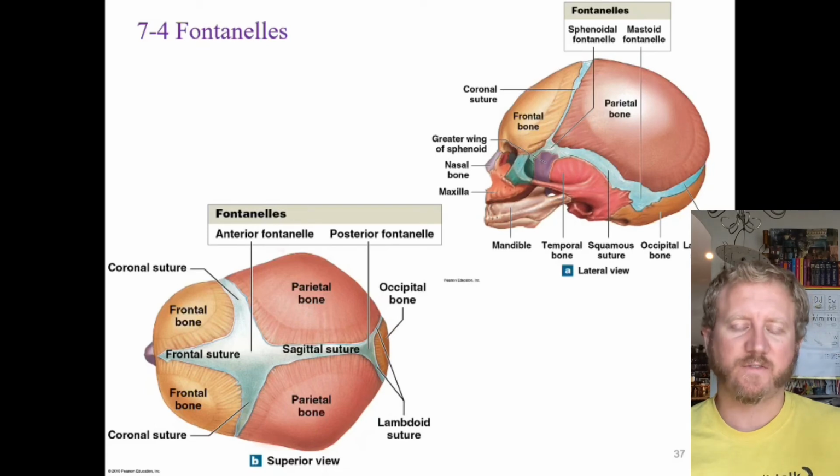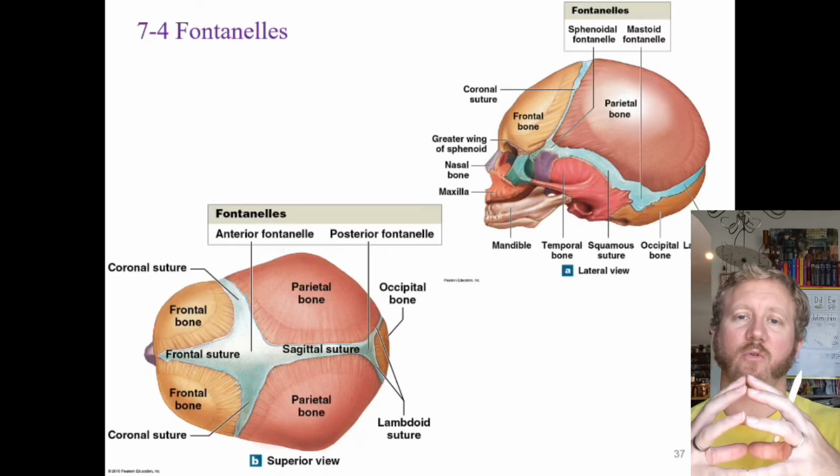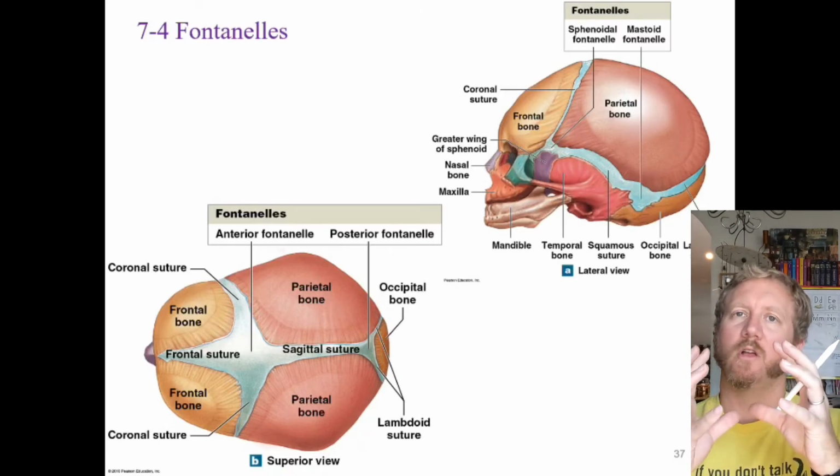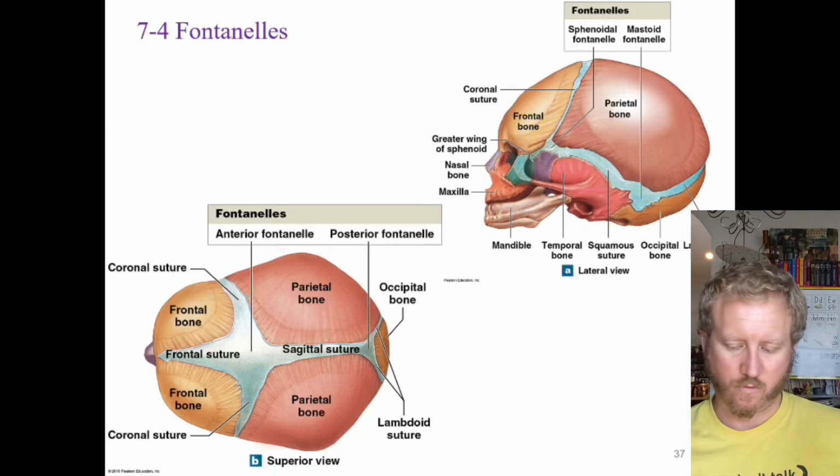And then eventually these fontanelles will fill in with bone through regular bone development processes until you get pretty close to the final size, and then further bone development will let it grow out a little bit more.